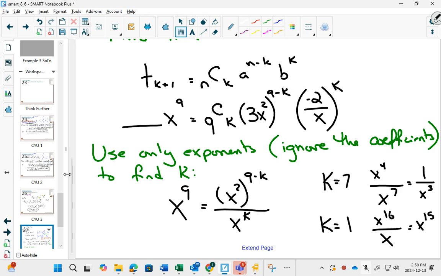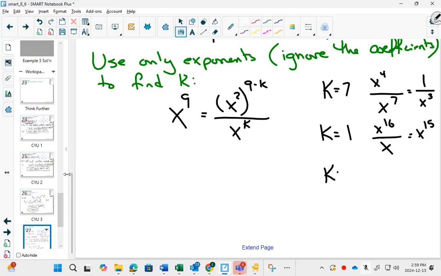I'm pretty sure you probably already figured out the mental math for guessing and checking. That k should be, anybody figured it out? 3. Perfect. And if you type in 3, it works out beautifully.